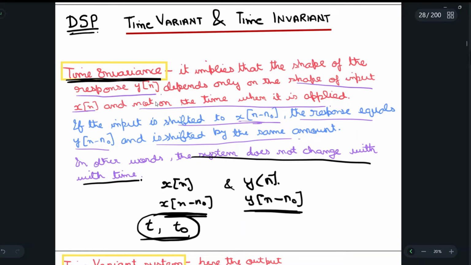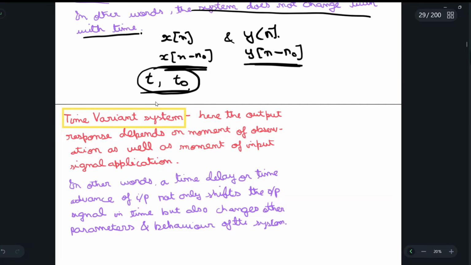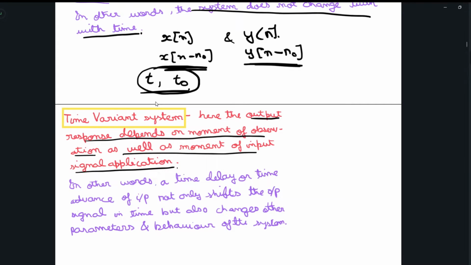Okay, so now let us see what a time variant system is. In a time variant system, the output response depends on the moment of observation as well as the moment of the input signal application. So we will take the same example, where we have x[n] and the output y[n].